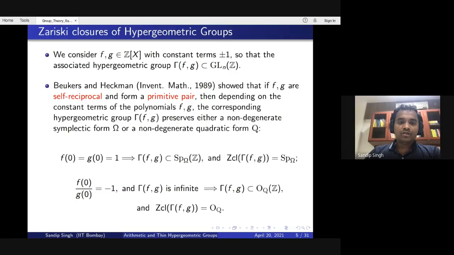Okay, so now we know that if f and g are integer coefficient polynomials with constant term plus or minus 1, and they satisfy these two conditions, then the hypergeometric group is a Zariski dense subgroup of Sp(omega, Z) in one case, and in the other case, a subgroup of O(Q, Z).